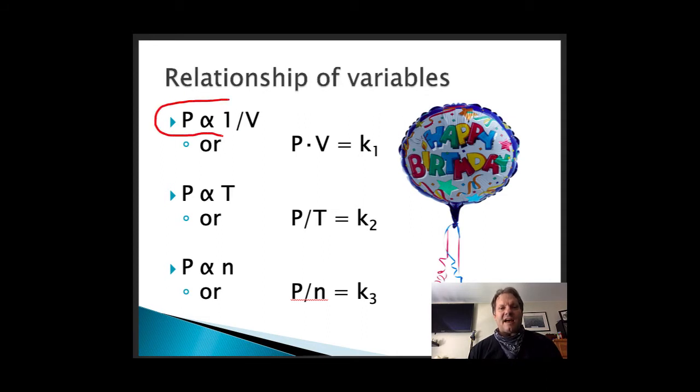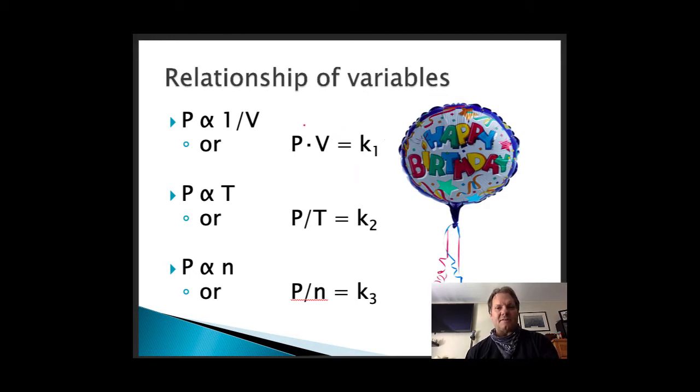The pressure of a gas is inversely proportional to its volume. In other words, the higher the pressure on the gas, the smaller that gas becomes. The volume drops. So if pressure goes up, volume goes down. If pressure goes down, volume goes up. Get the idea? So pressure is proportional to 1 over the volume, or we could say that the pressure times the volume is a constant.